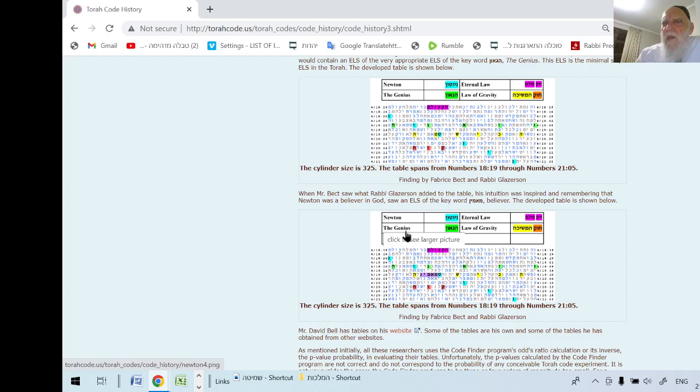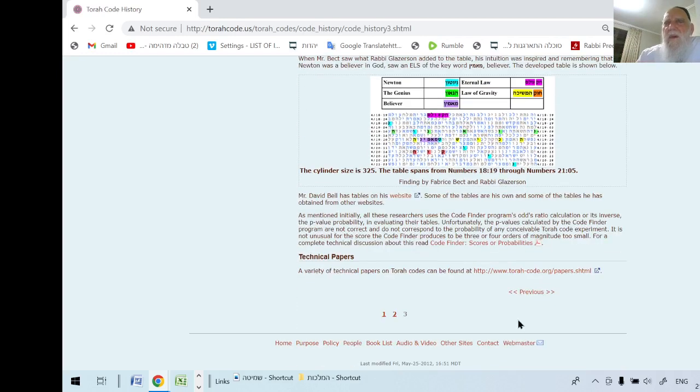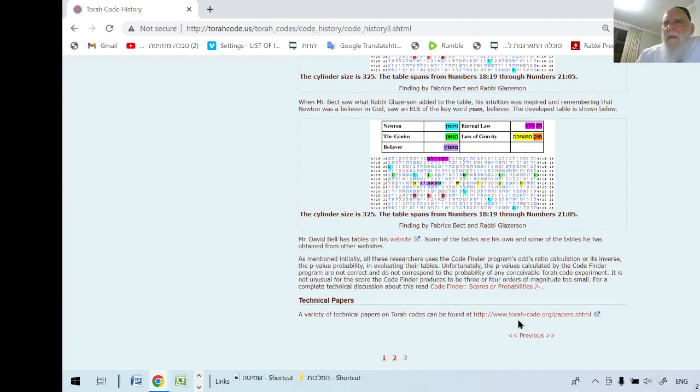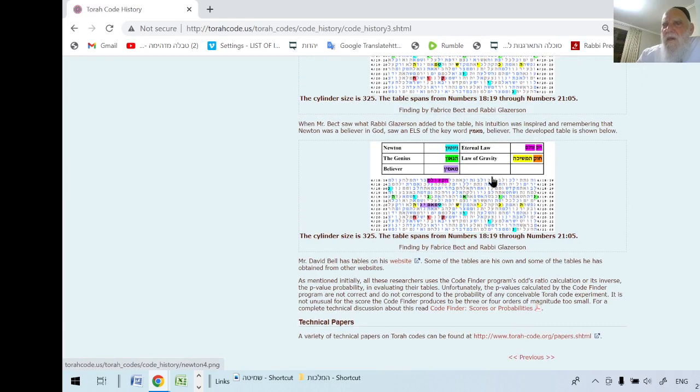Newton, who is genius, and believer, definitely believer in God, and he did the eternal law and the law of gravity. So all of this you have in this table, which is really a table by Mr. Patton Glazerson. Then, as we see really in it, all this story which comes here.